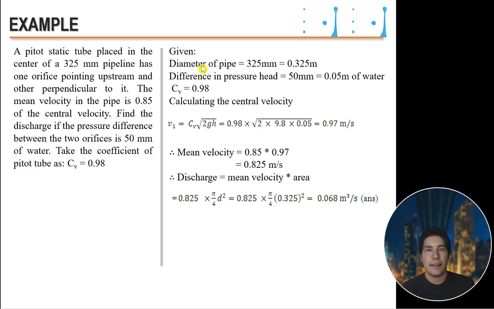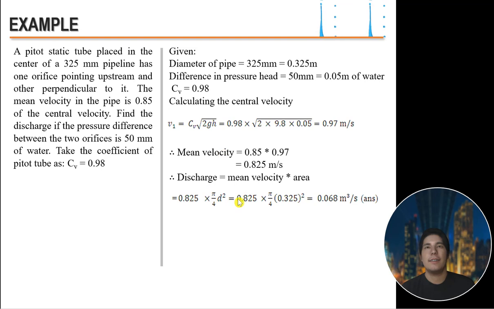So given the diameter of the pipe, we have 0.325 meter, and also the difference of our pressure head, which is 50 mm. Given also the coefficient of velocity, which is 0.98. So we can now get the central velocity. We have 0.97 meter per second for V1. Multiply it by the CV. So we have 0.825 meter per second.